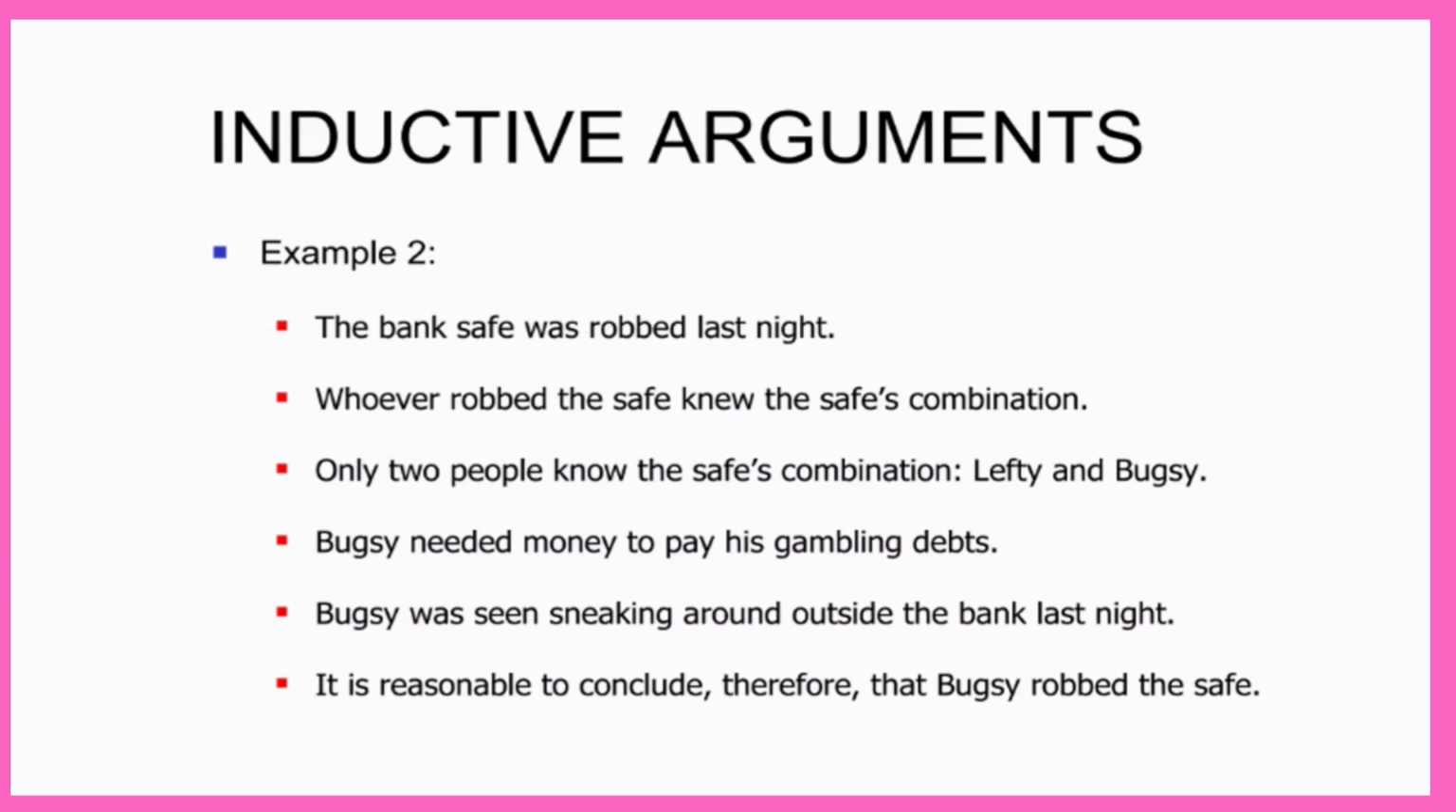Now, all the previous 5 statements are premises to the last statement, which we can say is the conclusion. But the conclusion is not conclusive in the sense of deduction. That is, we cannot be sure that Bugsy robbed the safe. It is highly possible, at least it's probable, that Lefty robbed it, or maybe somebody else. So this is the difference between inductive and deductive, because in an inductive argument there is no surety but only probability.